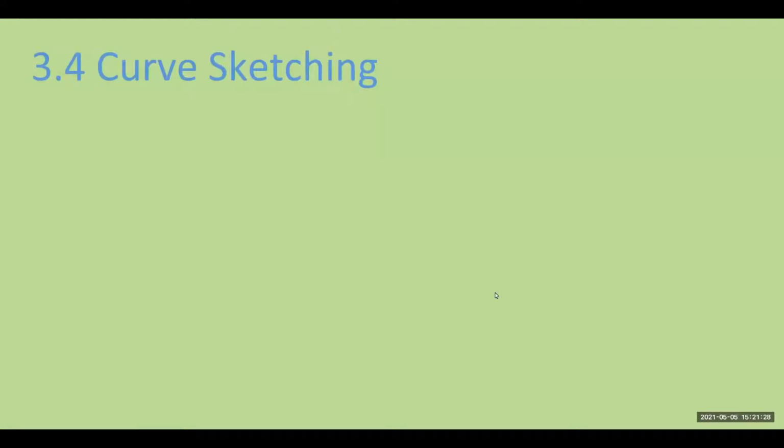Hello guys, this is 3.4 curve sketching, and what we're going to learn in this section is we're going to use the ideas from 3.3: finding local max, local min, the first derivative test, and the second derivative test. We want to use all the information that we have to try to graph a curve without using a calculator, by just identifying the behavior of the function at any given point. So let's go ahead and get started.